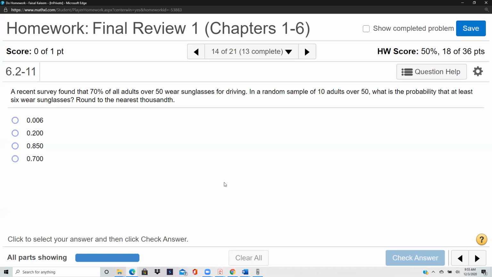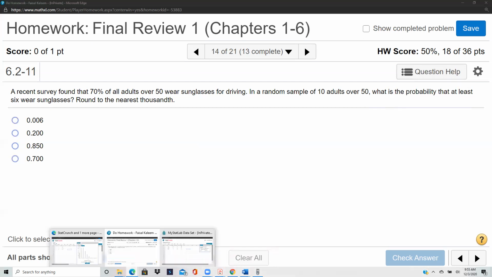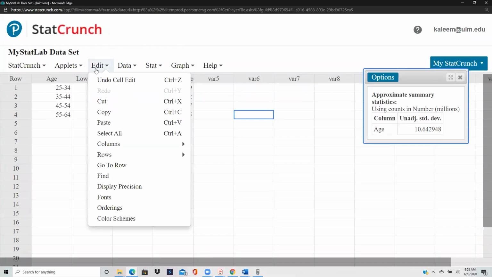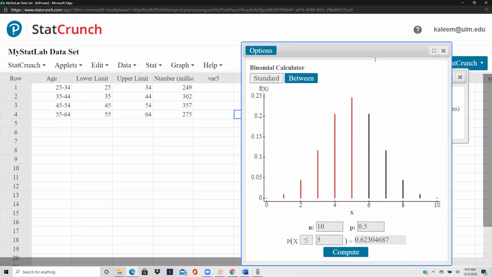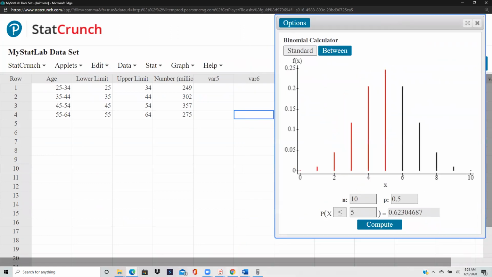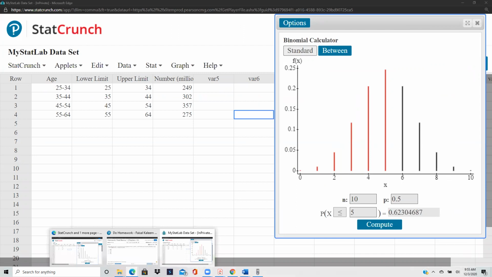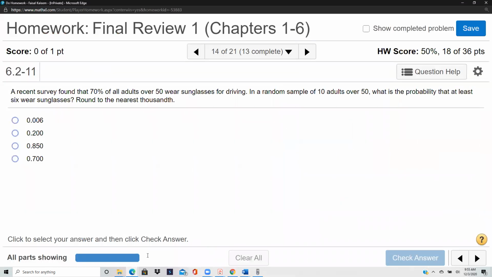So we would use the binomial calculator. Okay. So stats calculator, binomial. Okay, and then we had, so normally we need the N, P, and the X. N, P, X. So what are N, P, and X here?